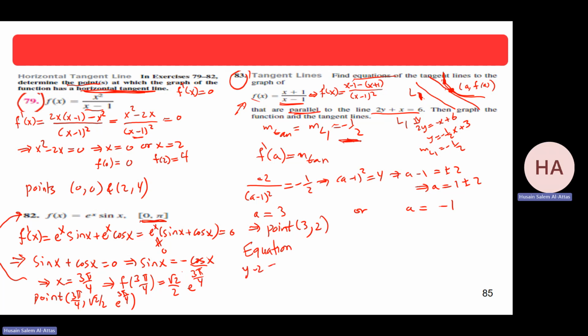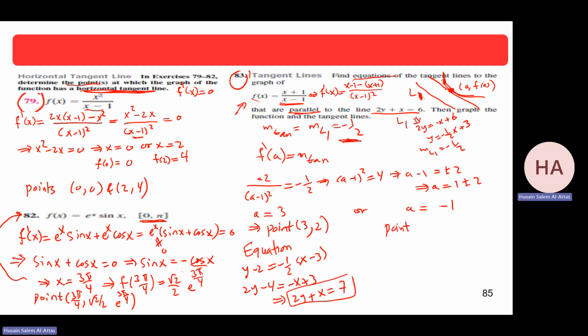y minus 2 equals minus half (x minus 3), multiplied by 2. So we have 2y minus 4 equals minus x plus 3. In other words, I have 2y plus x equals 7. This is one equation, 2y plus x equals 7.